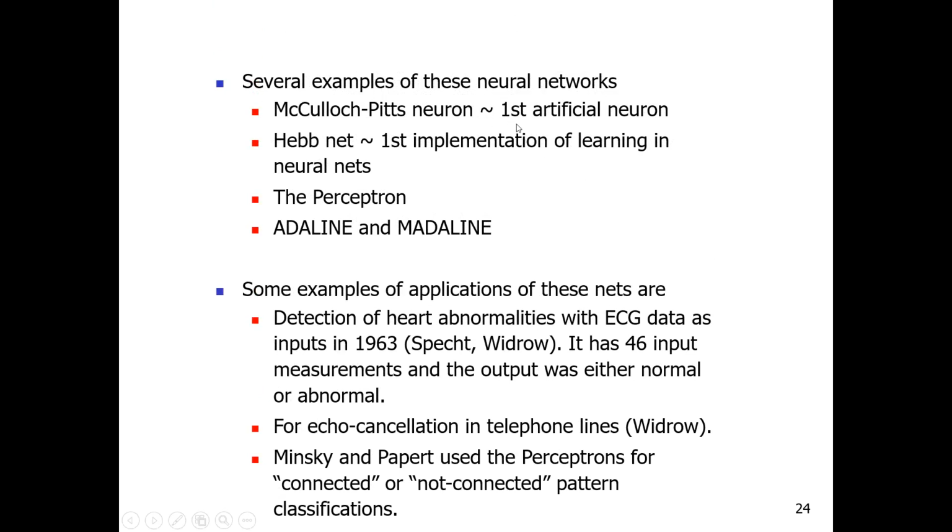McCulloch-Pitts is the first artificial neuron, which we'll be looking at shortly. Then we have Hebbian or HebNet, the Perceptron, Adaline, and Madaline. Even though they were simple, they were applied in some real-world applications. For example, detection of heart abnormalities with ECG data as inputs in 1963, where it had 46 input measurements and the output was either normal or abnormal. It was also used for echo cancellation in telephone lines. So these are some real-world examples, and it was proven to work.